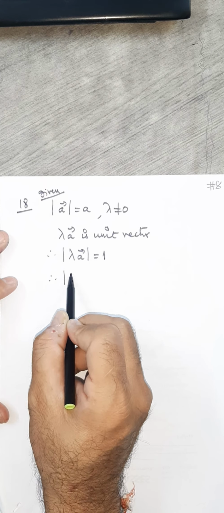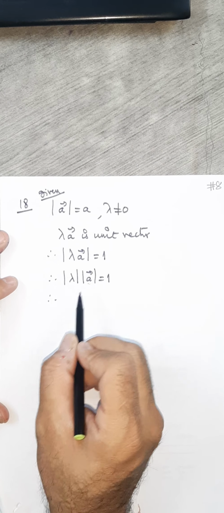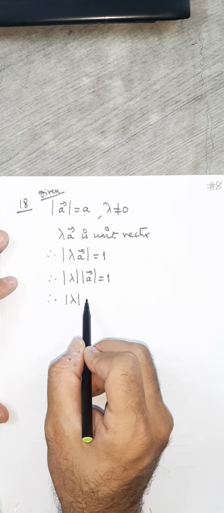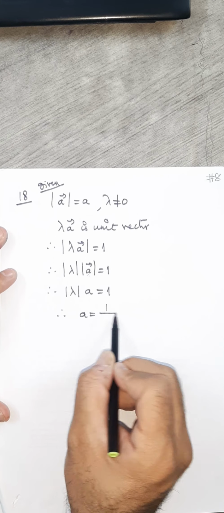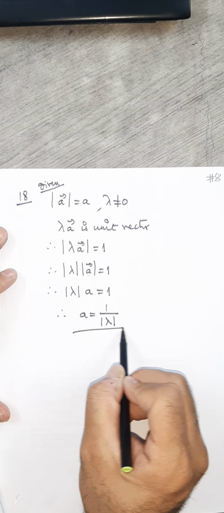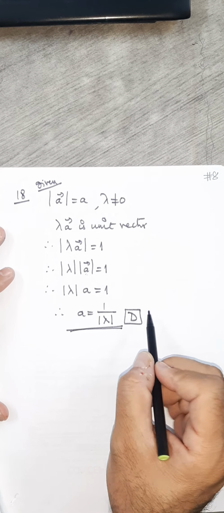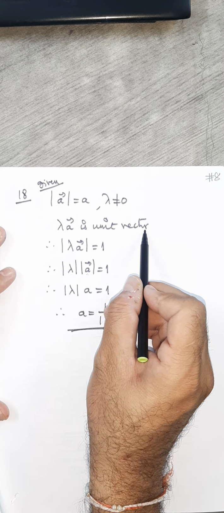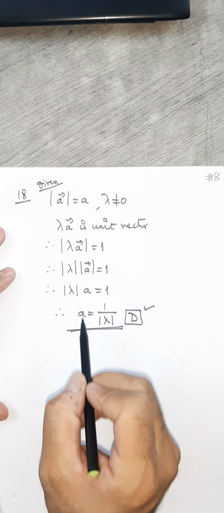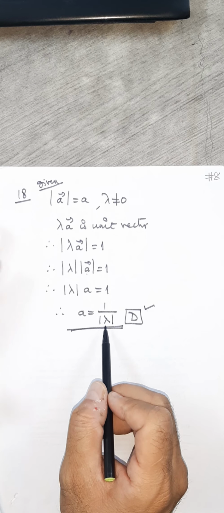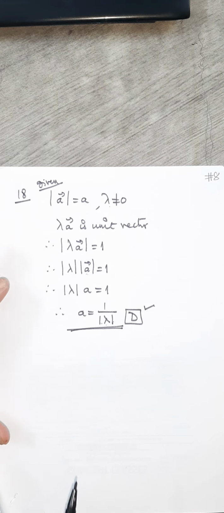Now you can apply individual modulus here, equals 1. But this is a, you know. So modulus of lambda, this is a, equals 1, and therefore what is a, which is 1 upon modulus of lambda, right? This is nothing but, you know, option D. So this becomes a unit vector if a equals 1 upon modulus of lambda. Lambda is a scalar, so you cannot drop the modulus.